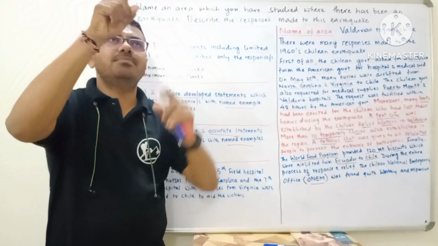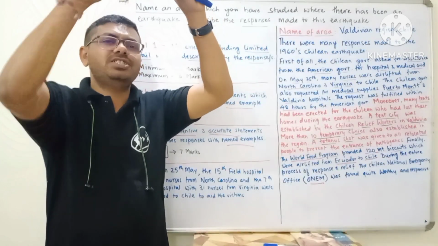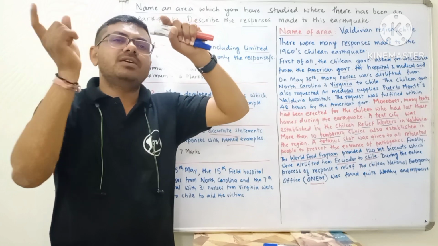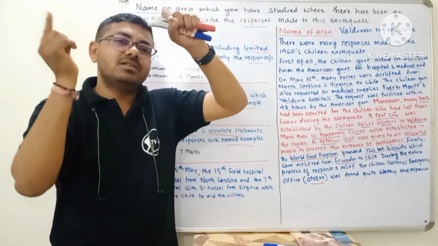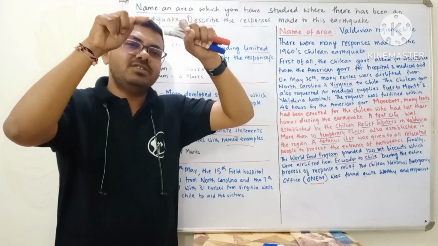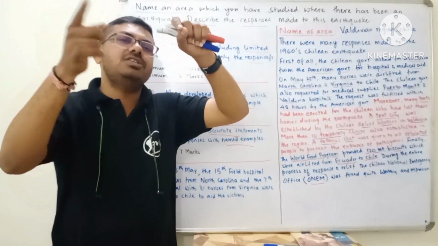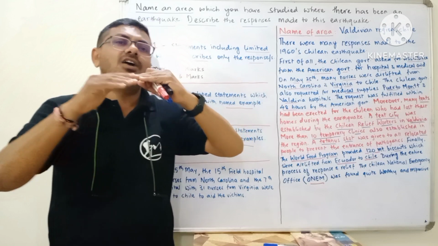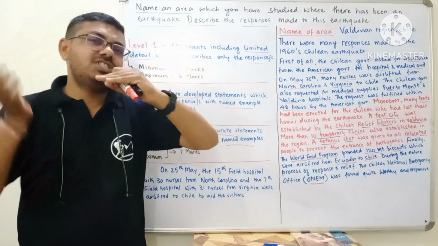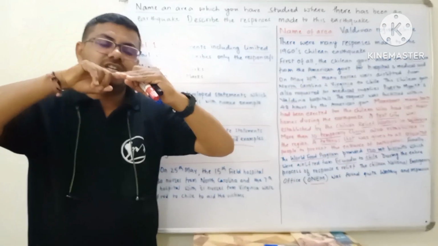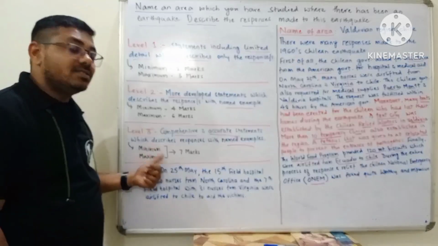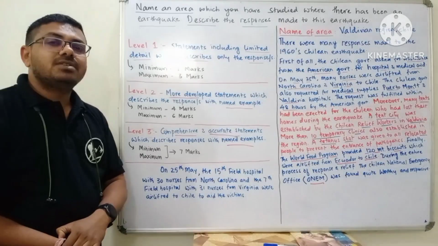Idea number 1, named example: is it matching? Yes, it is matching, then it is correct. Idea number 2: what is the idea, and is the example given matching with the idea? Yes, it is matching, then it is correct. Idea number 3: what is the idea, what example is given, is it matching with the idea? Yes, it is matching, then the entire answer will become a level 3 answer and I will get 7 out of 7 marks.